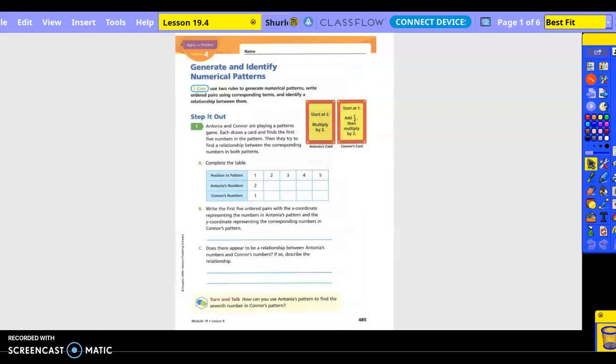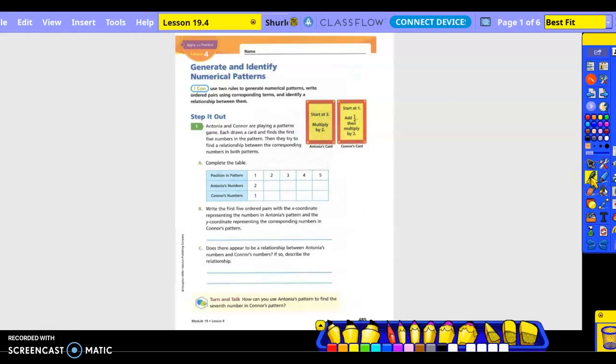Okay. So Antonia's number starts with 2 and then you multiply by 2. So 2 times 2 is 4. 4 times 2 is 8. 8 times 2 is 16, times 2 is 32.